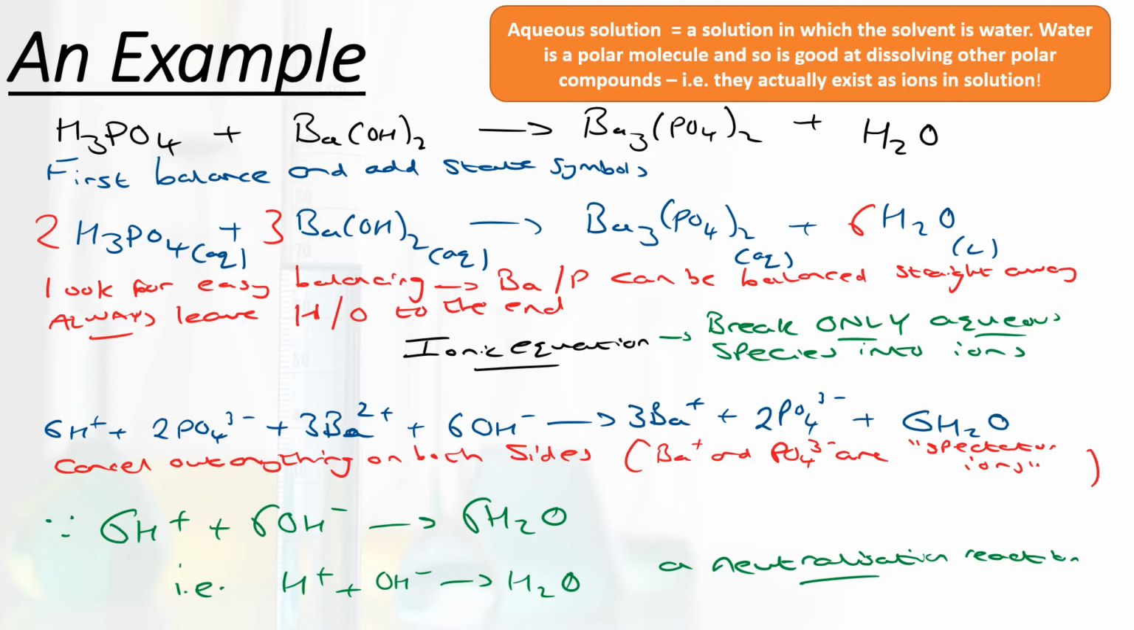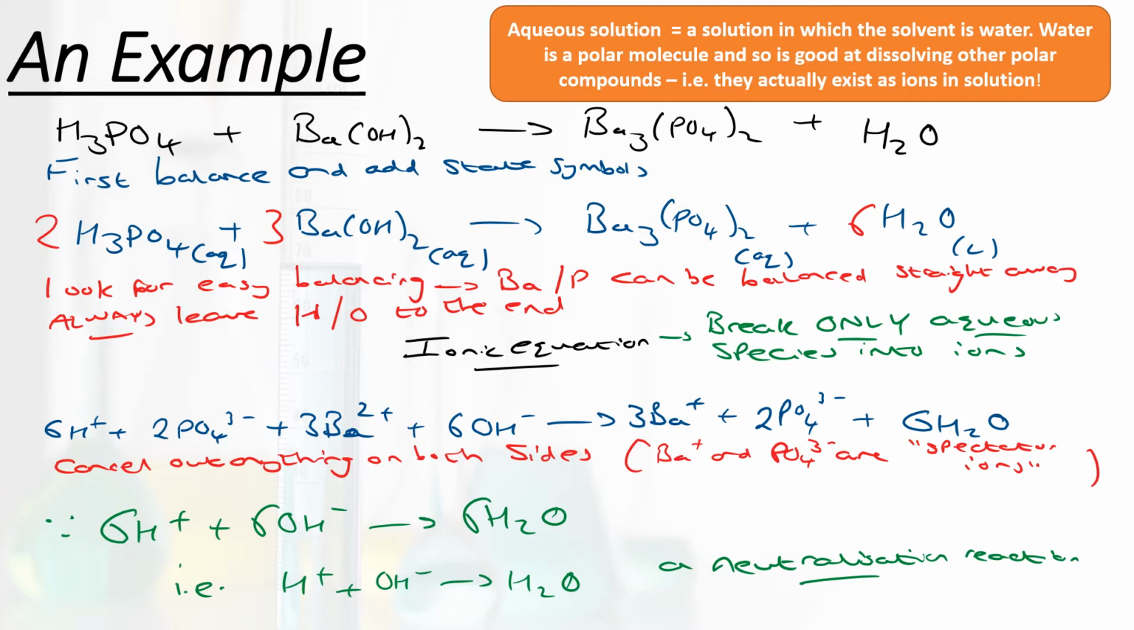So the phosphoric acid will be a solution of phosphoric acid, aqueous solution. Remember that aqueous just means that the solvent is water. Water is a polar molecule, and so it's good at dissolving other polar compounds. So the key thing really is that if we dissolve the phosphoric acid in water, we have a solution of it. It doesn't actually exist as H3PO4, it exists as the ions in these solutions. And this will be important for the ionic equation.